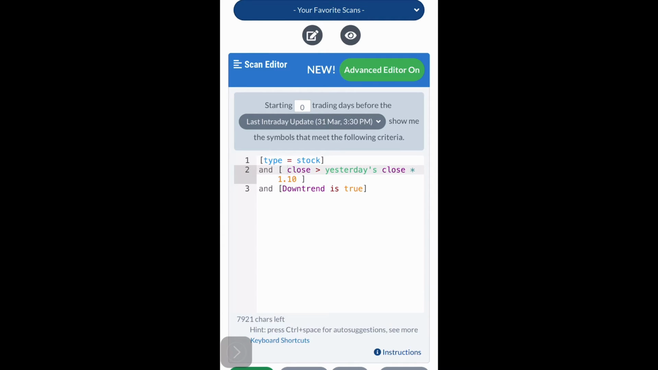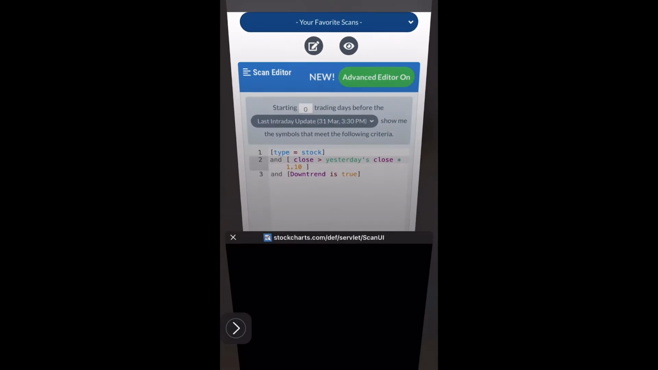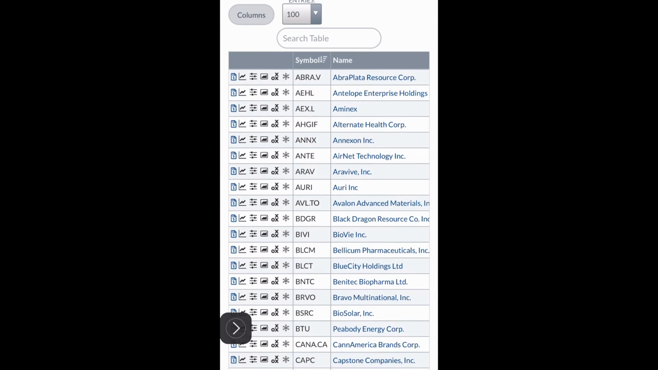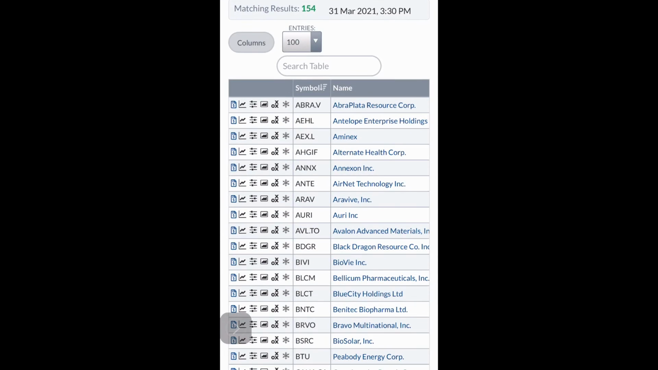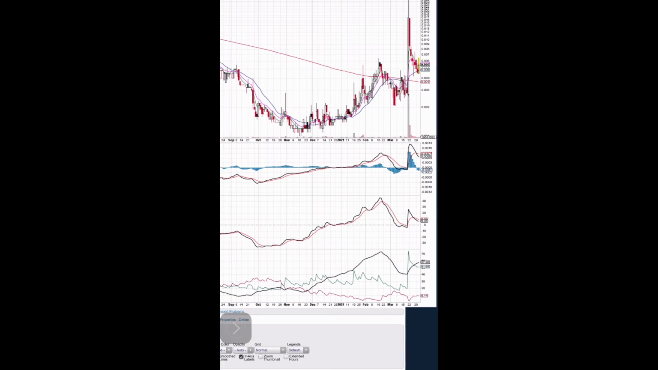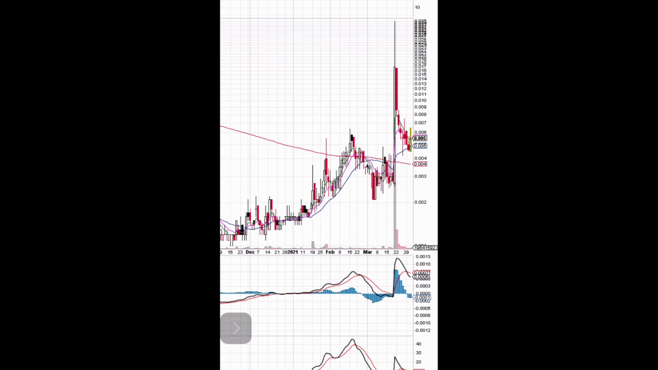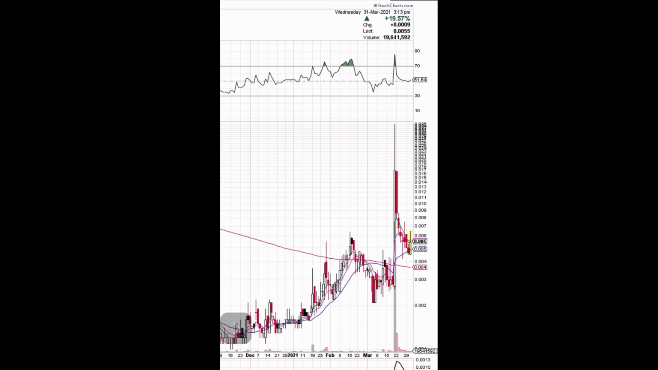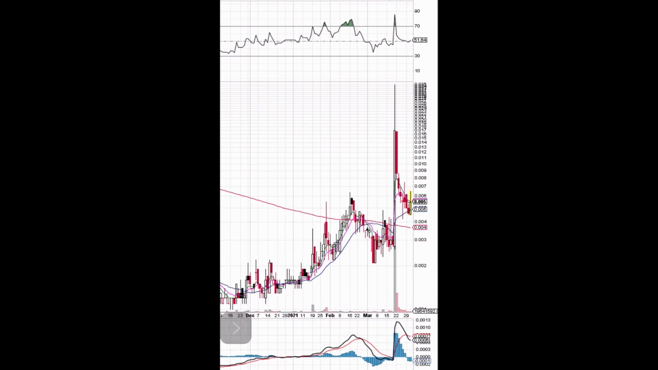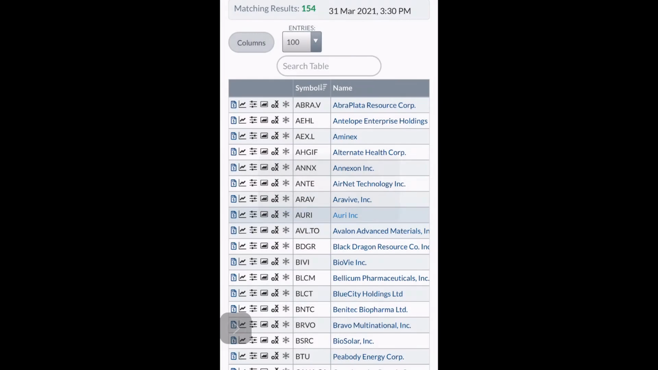Right, so we'll go ahead and run this scan, and it shows us 154 results. So let's look at AURI, for example. And if you look here, you'll see that it just came from a downtrend and it's moving upward now. It went up 19.5%, but this is a penny stock. So let's look at another one.